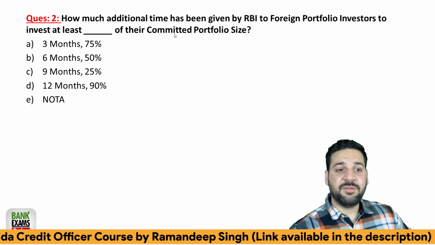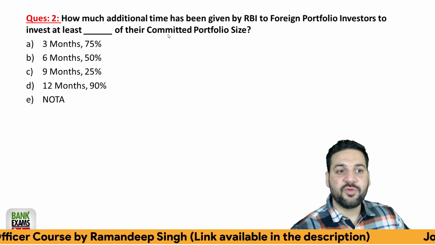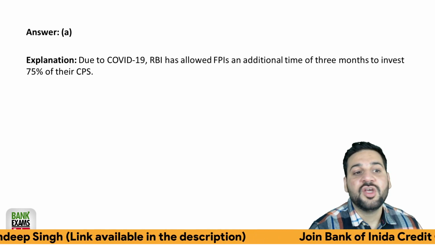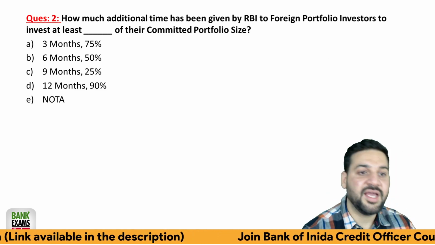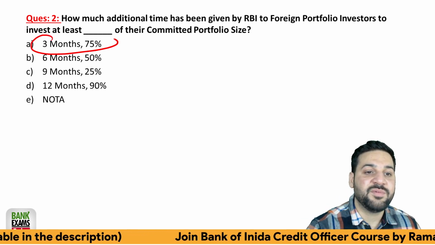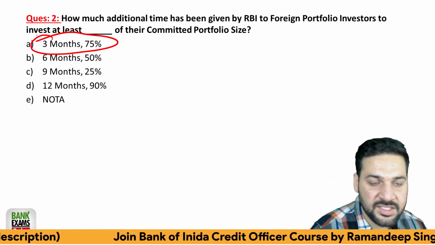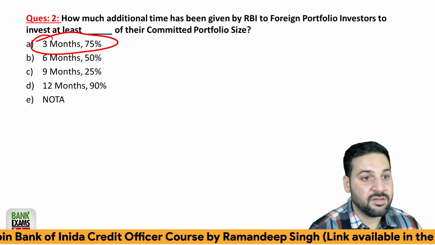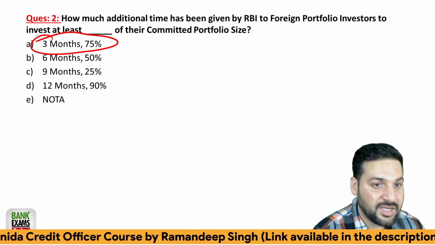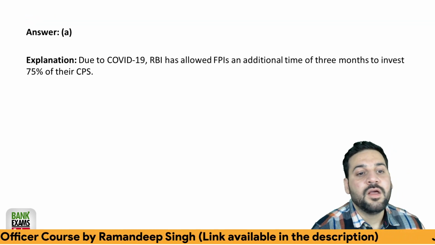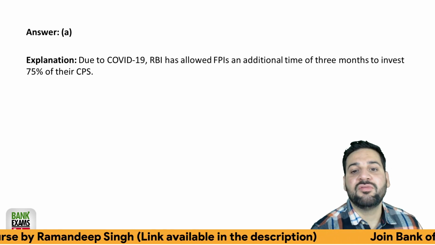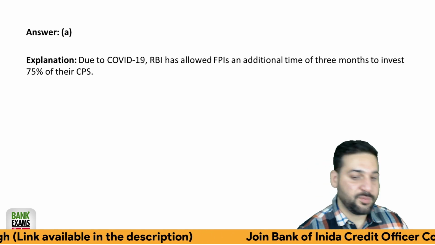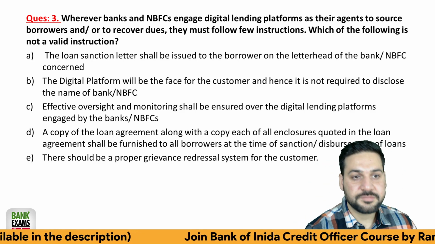So how much additional time has been given by RBI to foreign portfolio investors to invest at least how much of their committed portfolio size? It is a 3-month extension, and at least 75% of their portfolio size is to be invested, right? So a 3-month extension was provided due to COVID. Due to COVID, RBI has allowed FPIs an additional time of 3 months to invest 75% of their committed portfolio size, or CPS.